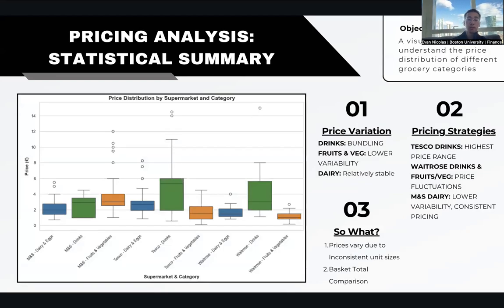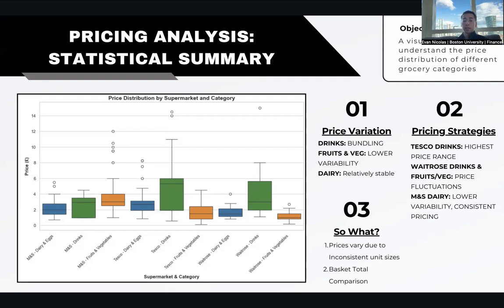So the first part of our pricing analysis looks at the statistical summary of our data sets. Visualized by our box plot, there are two main takeaways we need to consider. First is the price variation. We can see wide price variation, especially in drinks due to bundling. Fruits and vegetables have lower variation while dairy is relatively stable.